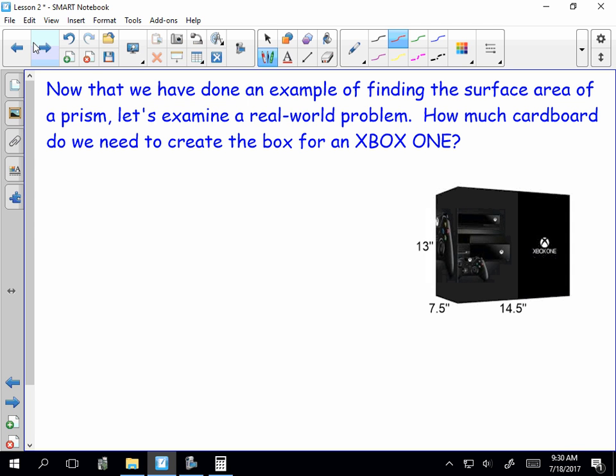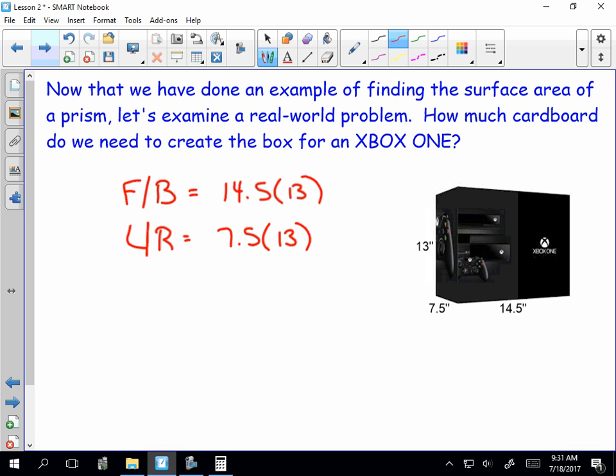Okay, we've got the front and back of the shape. The front and back are both rectangles that are 14.5 times 13. Okay, we have the left and right side. The left and right side are both 7.5 times 13 measurements. And then we have the top and bottom. The top and bottom of the box are 7.5 times 14.5.